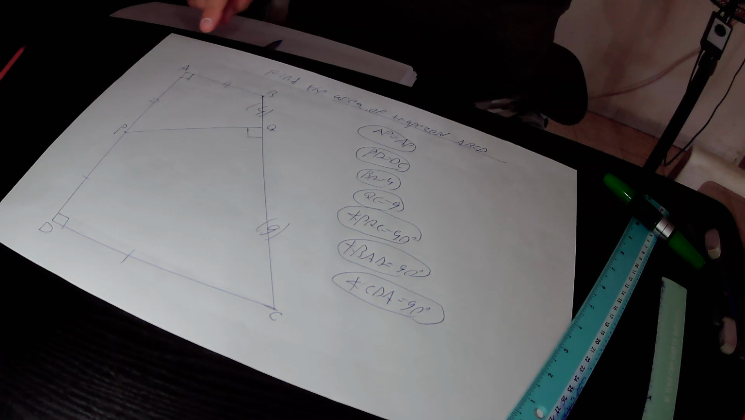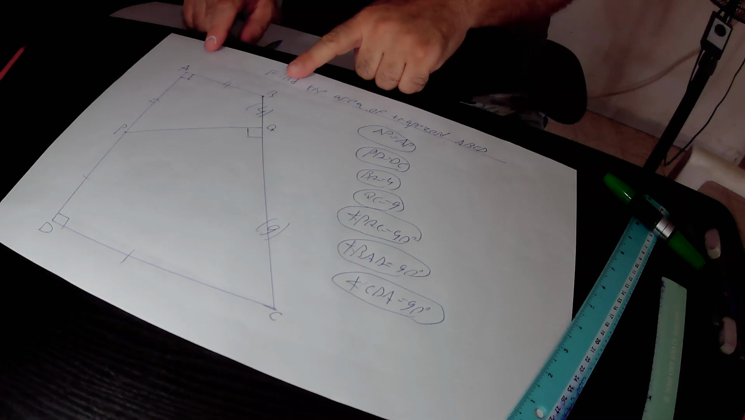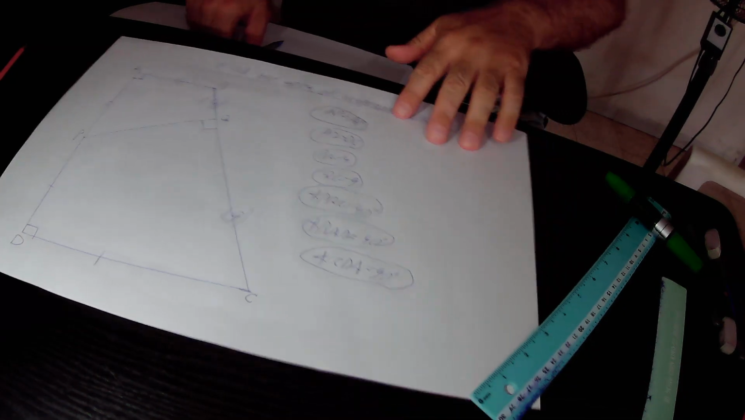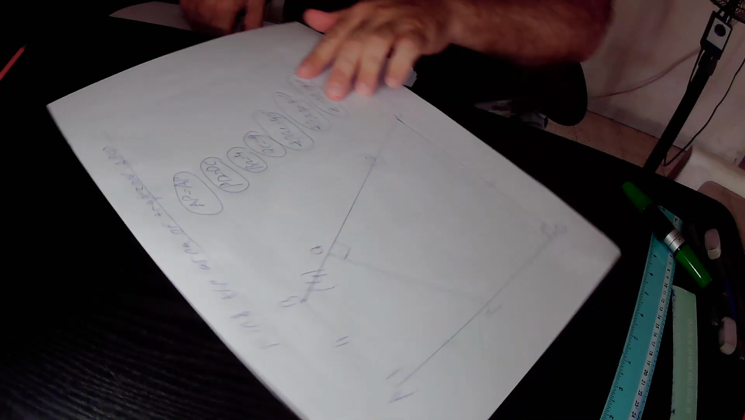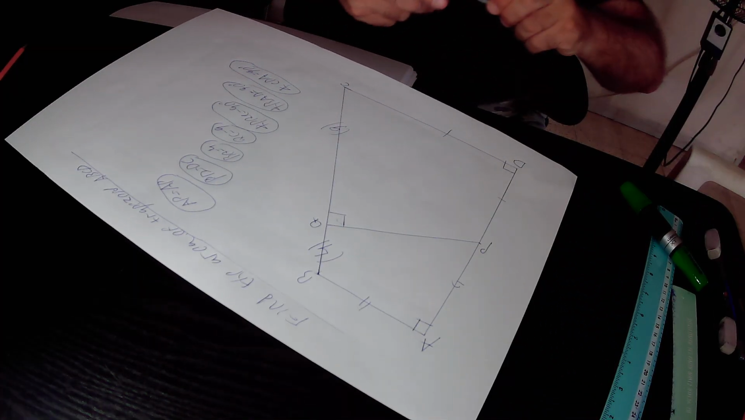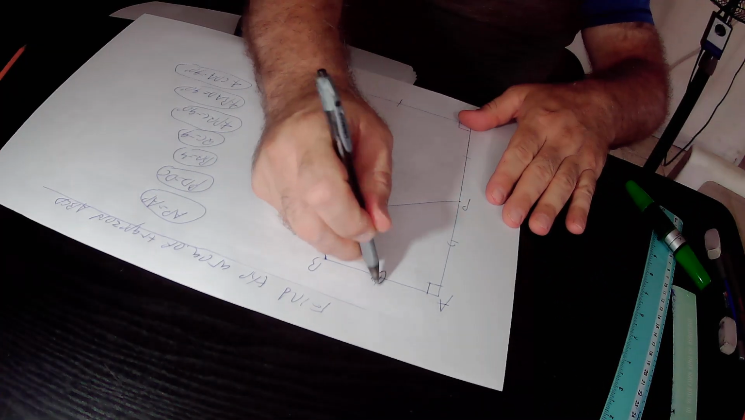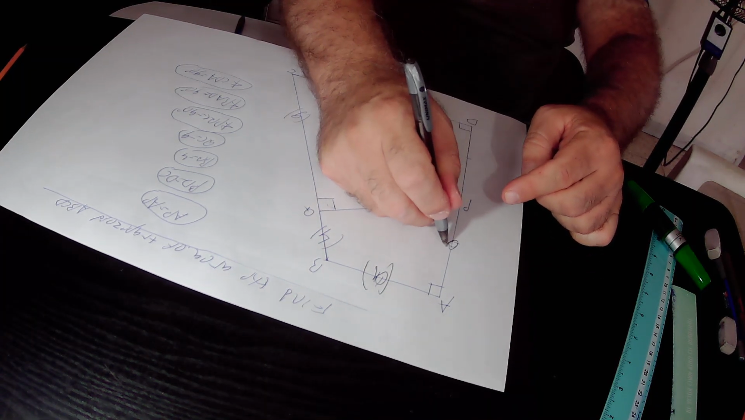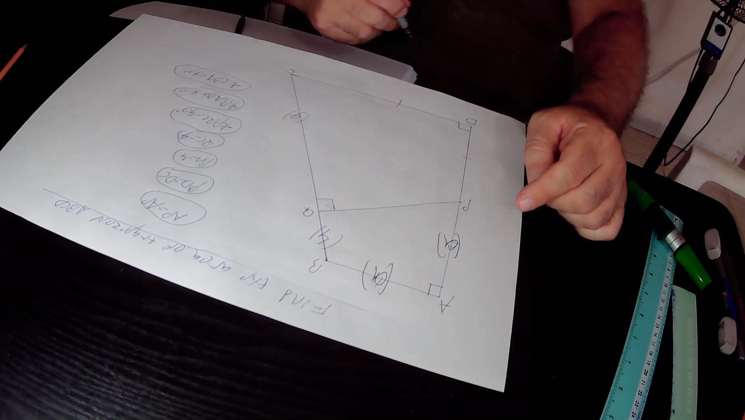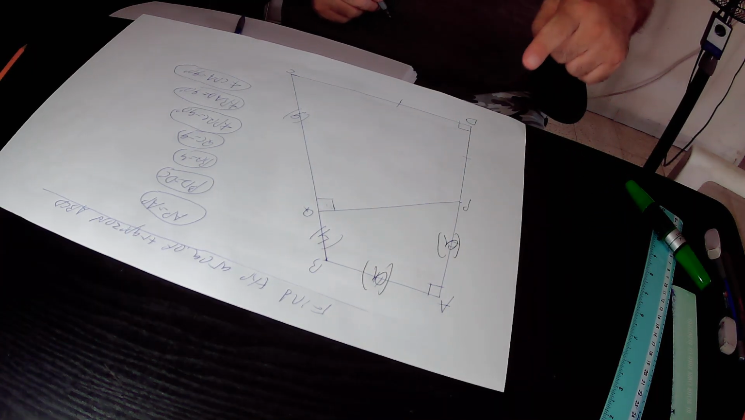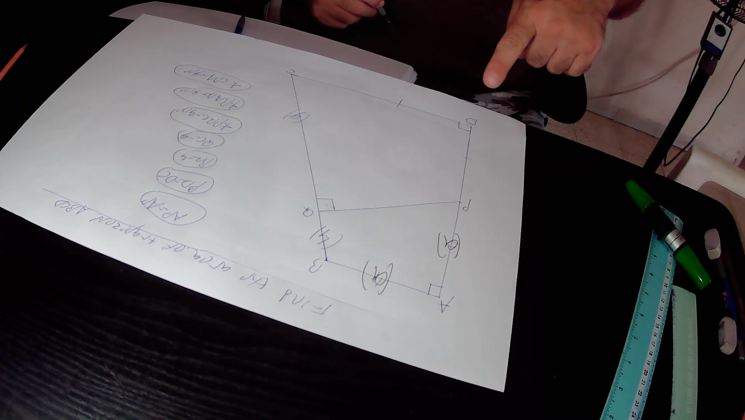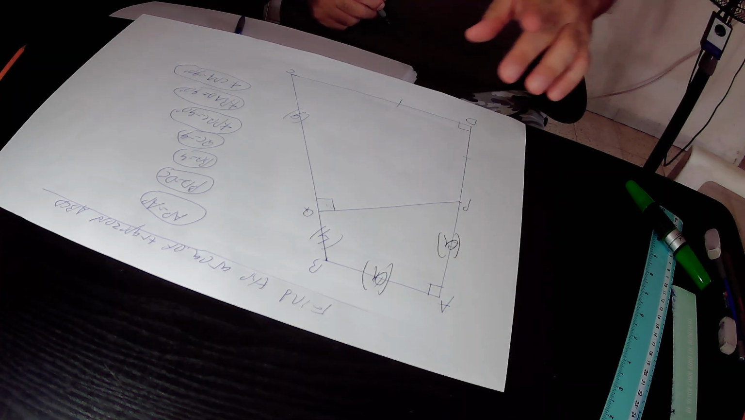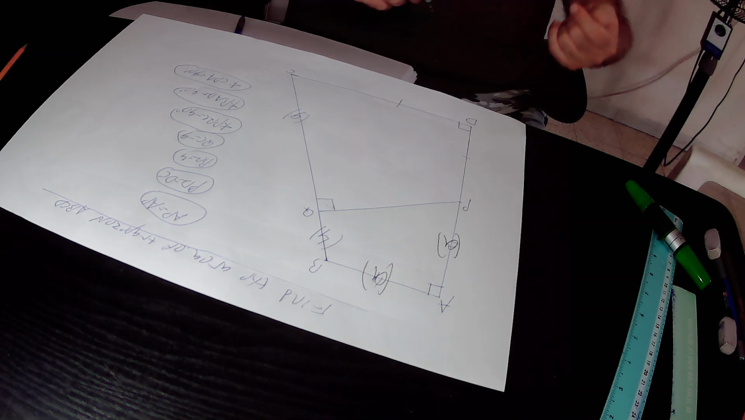So AB equals AP according to what is given in the question. So if we define the length of this side AB as A, then the length of this side AP must also be equal to A, because they are equal to each other according to what is given in the question. Likewise, if we define the length of side PD as B, then the length of side DC must also be equal to B, because they are equal to each other according to what is given in the question.